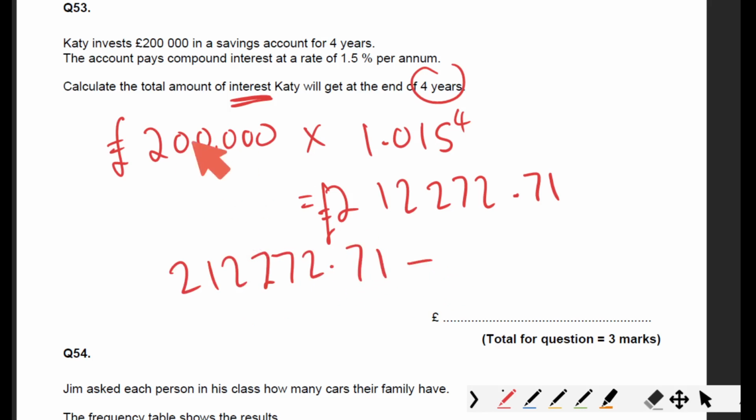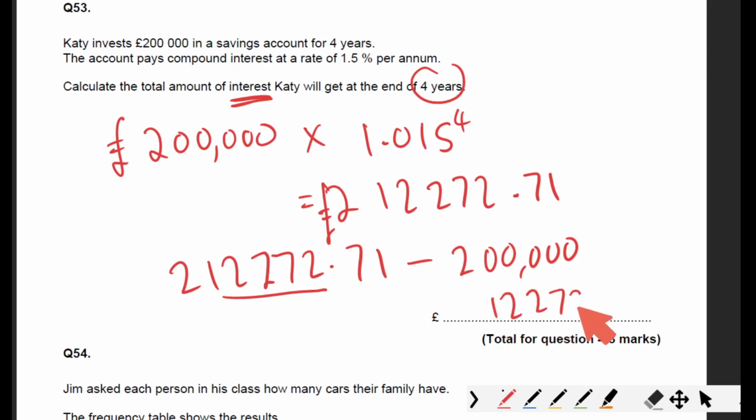and find the difference between what I've got now after 4 years and what I had before. If you do the subtraction, this is the interest after 4 years.